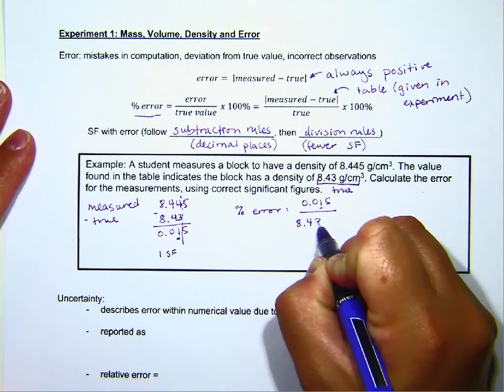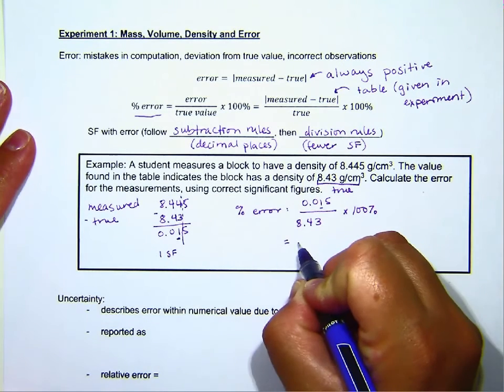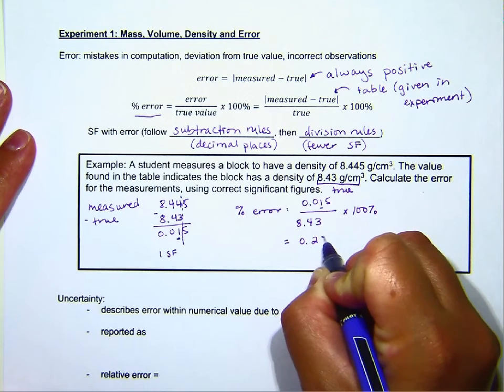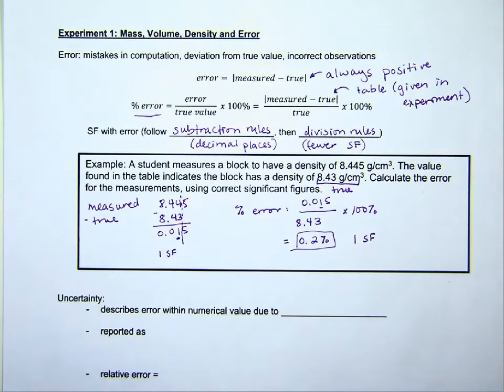Divide by the true and multiply by 100% to get a percent error. When I do this calculation, I'll get 0.2%. And again, notice that's just one significant figure. Generally, the closer your measured and true values are, the fewer significant figures you'll have in your percent error. So generally, percent error doesn't have more than 1 or 2 significant figures. Unless you're really off, you'll have maybe 3, but generally it's 1 or 2 as a good rule of thumb.